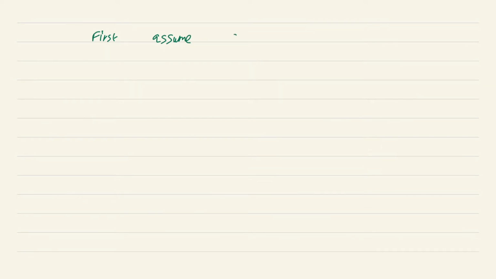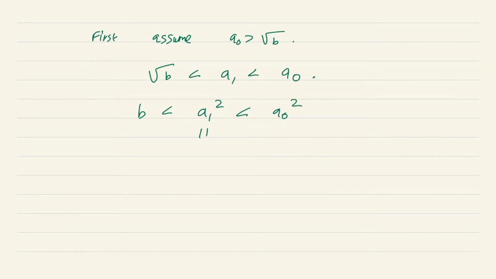that a naught is greater than square root of b. Okay, then the claim is that square root of b is less than a1 is less than a naught, or in other words, the intuition behind this divide and average actually works. Okay, now showing this is same as showing b is less than a1 squared is less than a naught squared. Okay, and here we can substitute for a1. a1 squared is nothing but 1 by 4 times (a naught plus b by a naught) squared.